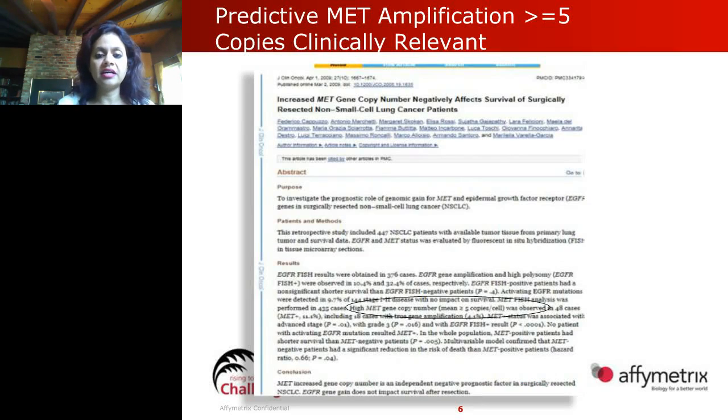Here is a well-known actionable copy number change, which is the MET amplification, and a paper by Capuzzo et al. That highlights that the cutoff for patient selection for a MET amplification is 5 or fewer copies, so below the 8 copy threshold. And this is a very well-established actionable gene for copy number.